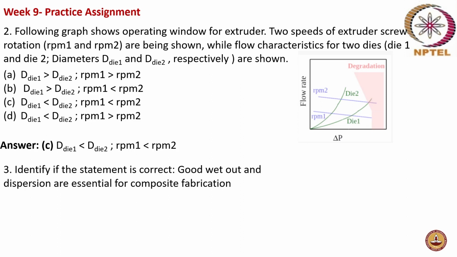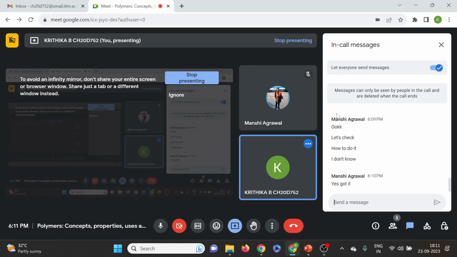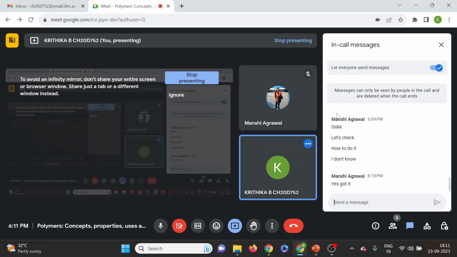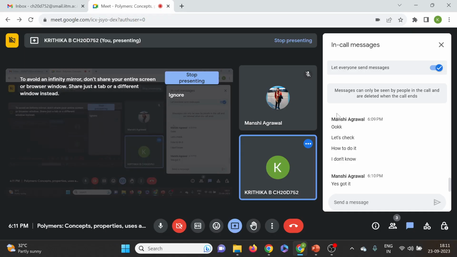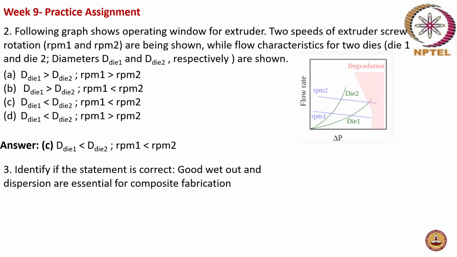Identify if the statement is correct. Good wet out and dispersion are essential for composite fabrication. Is it true or false? So the fiber should have a good wetting with the polymer, and it should also be dispersed properly in the polymer. So are these two essential for composite fabrication? Do you think these two are essential for composite fabrication?